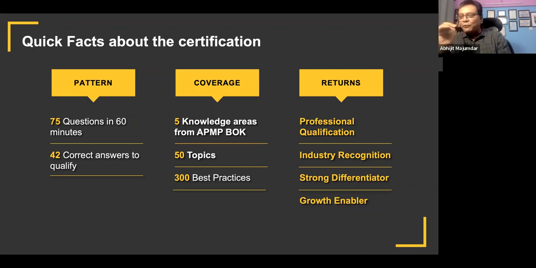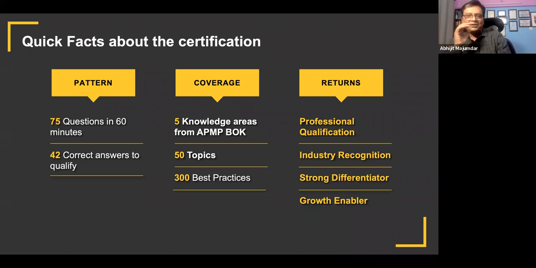Because what this program does is, it changes your mindset, it changes your approach towards the entire bid. You start looking at it not as a proposal to be submitted, but rather as an opportunity to win. And that mindset itself actually drives the growth. The certification is only a pathway. It takes you to that path, but you actually walk that path with that growth mindset, and that is actually your growth enabler. So these are the quick facts about the certification.